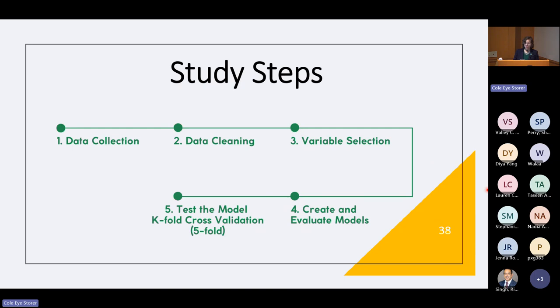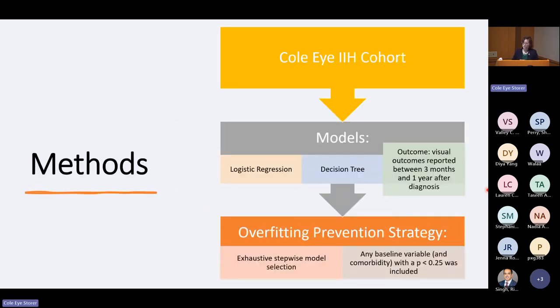And so the steps for my analysis. First, we collected the data, we cleaned the data, we performed variable selection, we created and evaluated our models, and then we performed k-fold cross-validation for testing. And I just want to walk you through. So again, we're utilizing our COLI IH cohort. We created both logistic regression and decision tree models, with our outcome being visual outcomes reported between 3 months and 1 year after diagnosis. And we did have several overfitting prevention strategies.